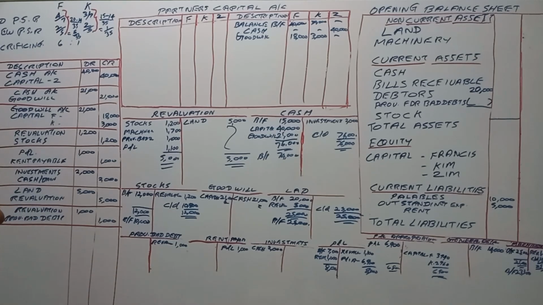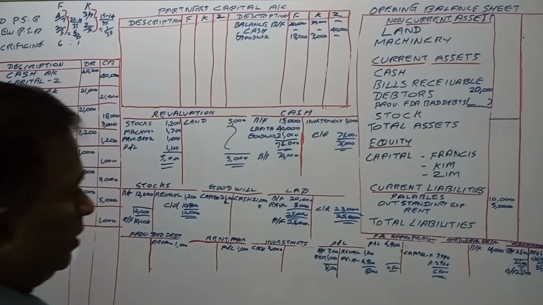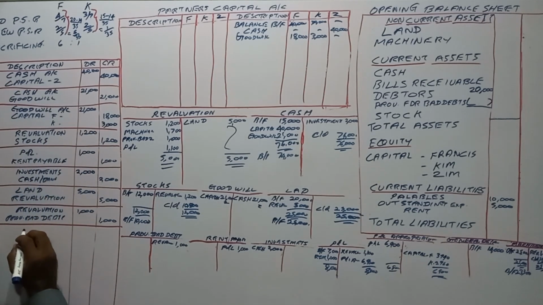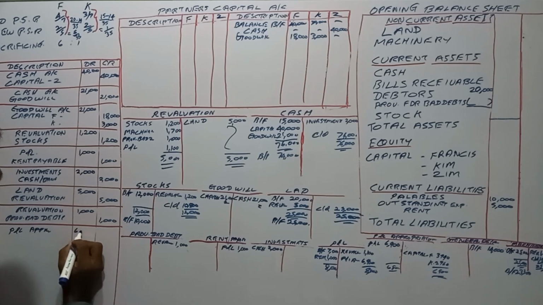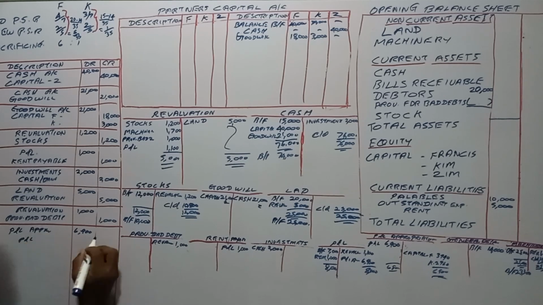Right. So capital account, revaluation, yeah, profit and loss account, profit and loss appropriation account debit 6,900, right? In P&L 6,900, right?